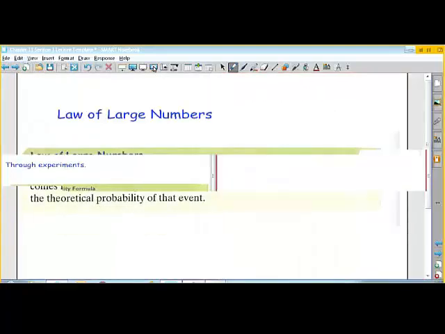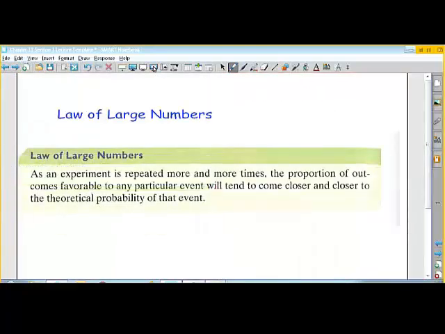So this is what I'm trying to lead up to here. The law of large numbers: as an experiment is repeated more and more times, the proportion of outcomes favorable to any particular event will tend to come closer and closer to the theoretical probability of that event.